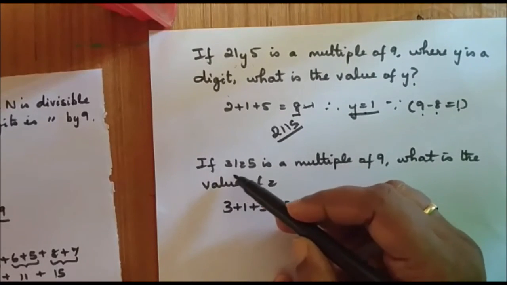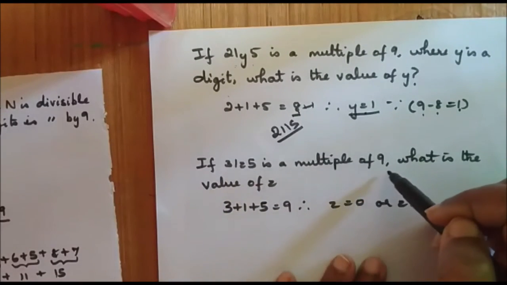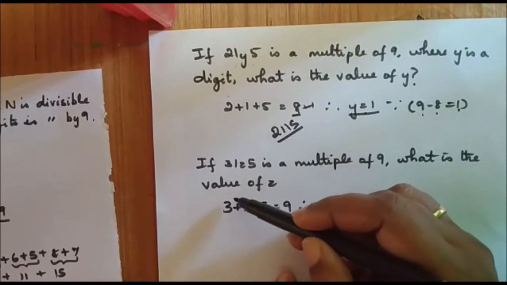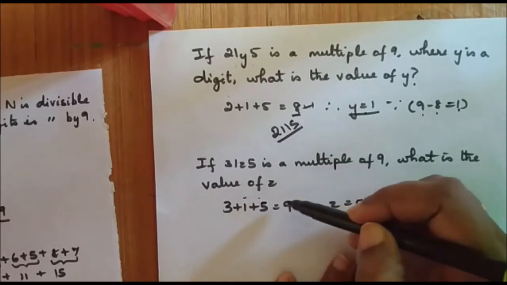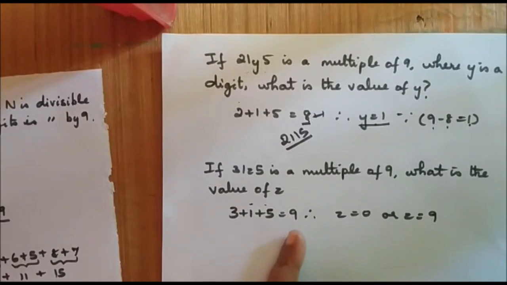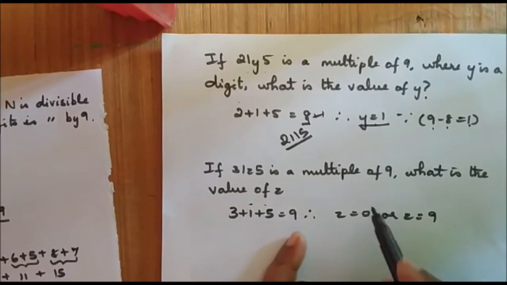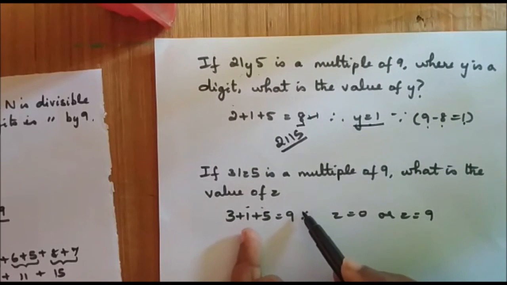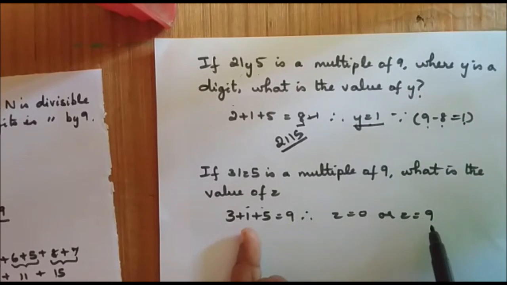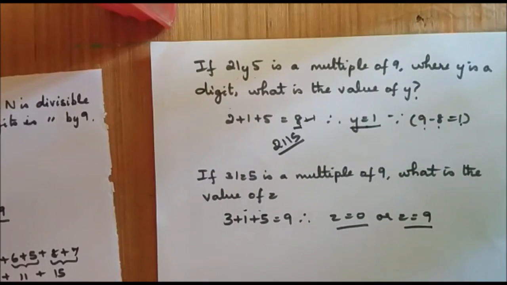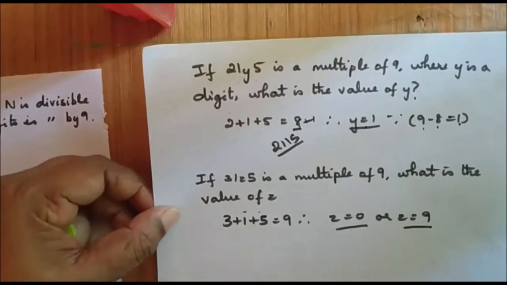The next is, if 31z5 is a multiple of 9, what is the value of z? Now let us add the numbers. 3 plus 1 is 4, 4 plus 5 is 9. So in this case, the total itself has come to 9. So here z can be equal to 0, or when I add another 9 to this number, I'll get the next multiple of 9. So z equals 9 or z equals 2. So there are two chances or two answers for z in this question.